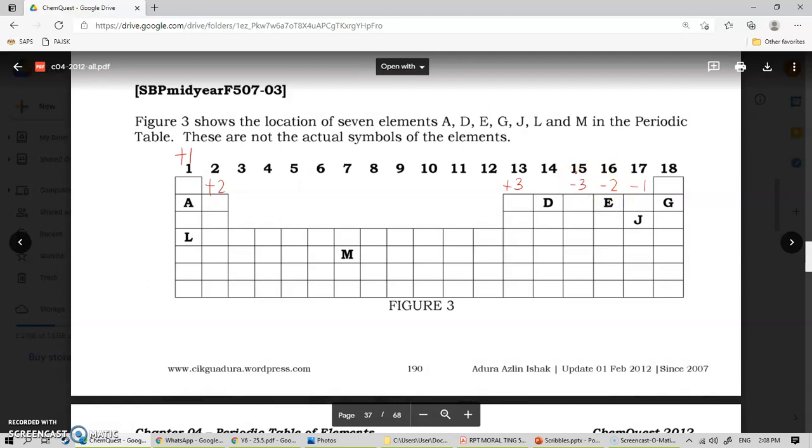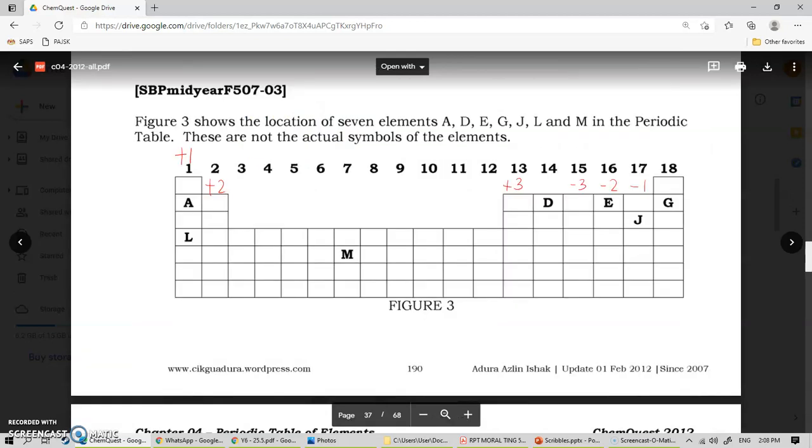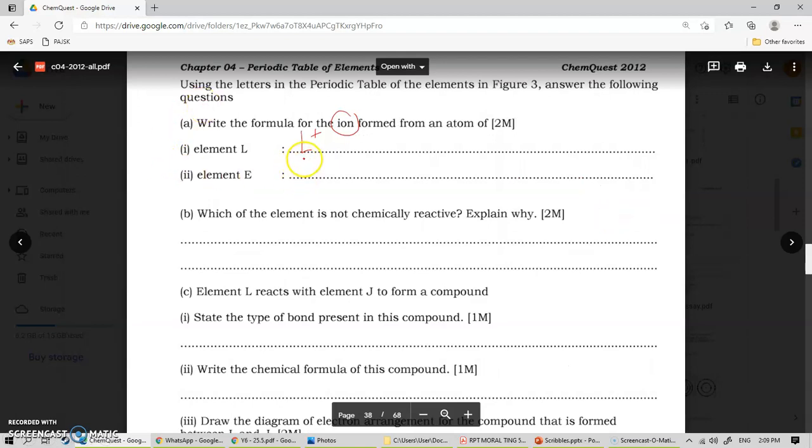So they are asking for element L. We can write the ion for element L as L positive because it's in group 1. And element E is in group 16, so the ion will be a negative 2 ion. Okay, E is 2 negative. Alright, this is the reason why.